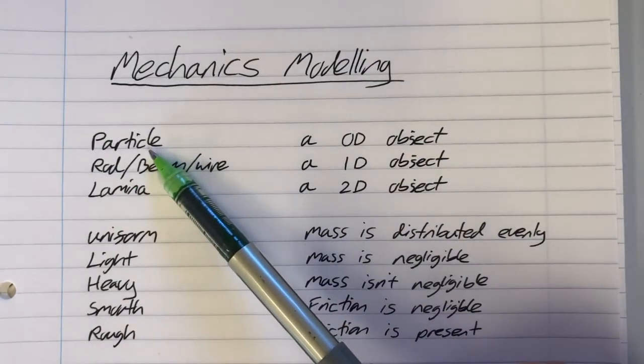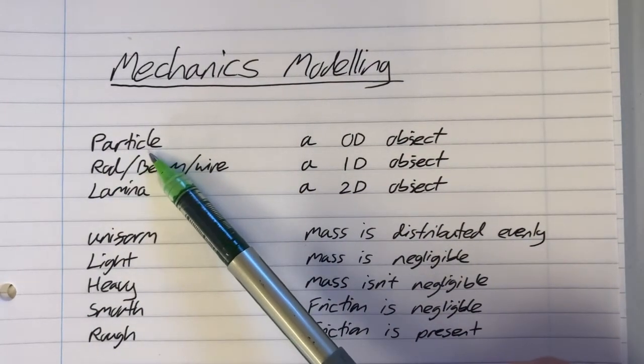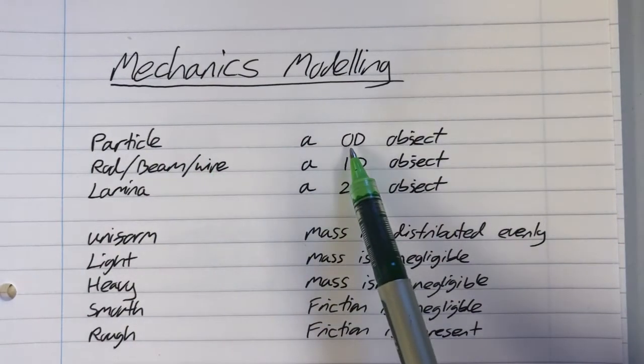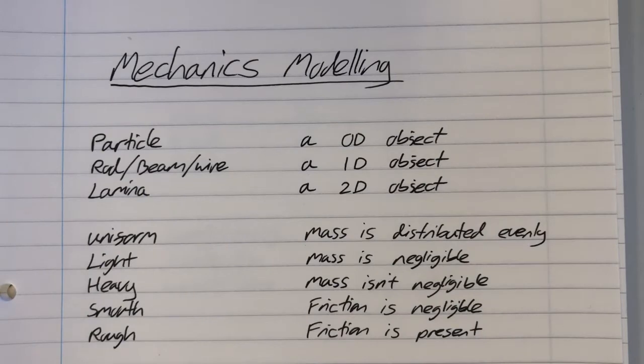Whenever you see a particle, it's a modelling word. You can model something as a particle. Mathematically, it's a zero-dimensional object. In other words, we don't care about its dimensions. Some things can be modelled as a particle, particularly if we're just interested in seeing how things move over time, and the dimensions don't really have an effect on it.